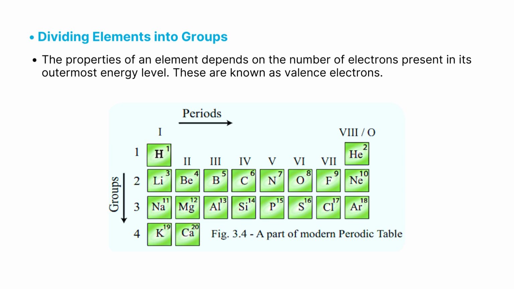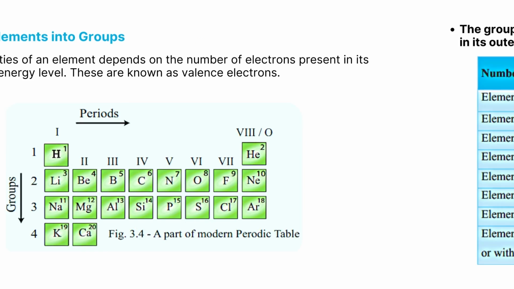But helium has only 2 electrons. It also goes to group 8. The reason is having a full energy level. That is an energy level with maximum number of electrons. So it's a stable electronic configuration. So therefore any element here with a stable electronic configuration also goes to group 8.